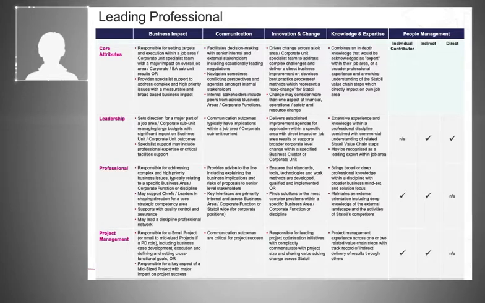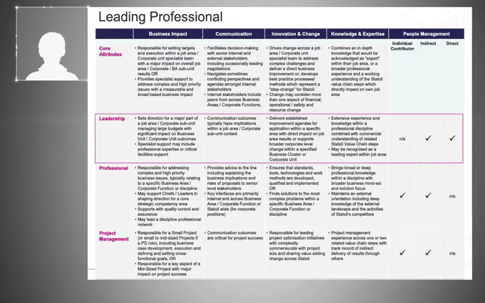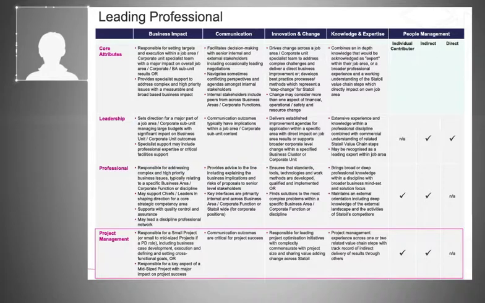For a role to be placed at a specific band, it must first meet the requirements under core attributes. This is the most important thing to determine. After that, we consider the nature of the role, depending on whether it is a leadership, professional or project management role. It must meet further requirements as laid out in the one-pager.